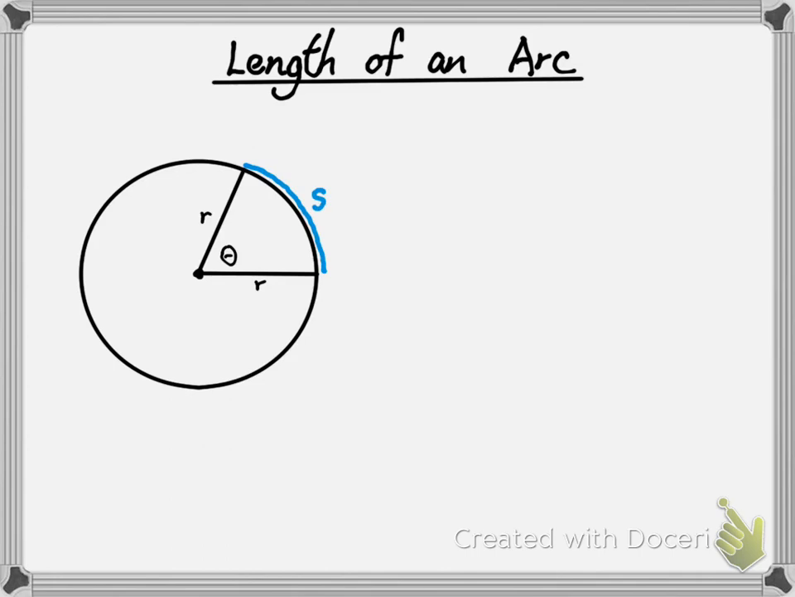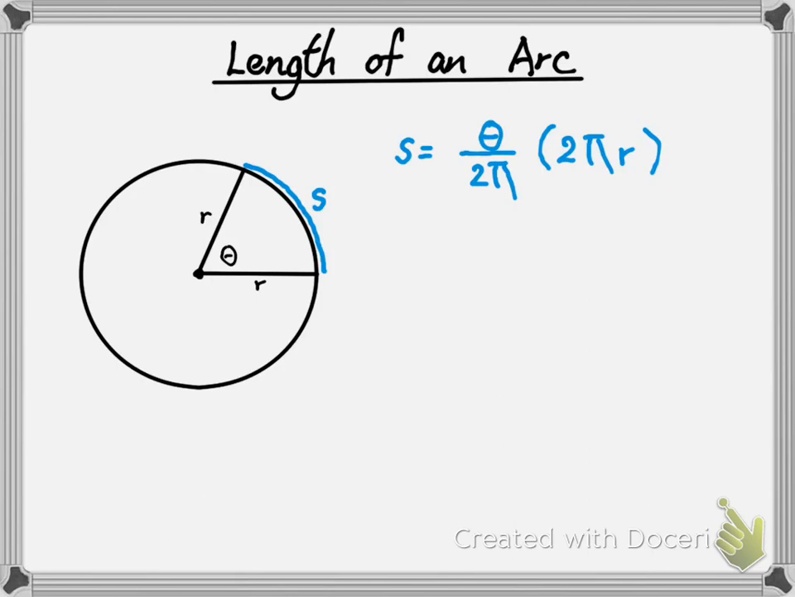Looking at this picture, we understand that the arc length represents a portion of the circumference. So in other words, s equals a portion of the circumference, with the circumference formula equal to 2 pi r. So this piece in here covers theta out of 2 pi radians, which is theta over 2 pi.